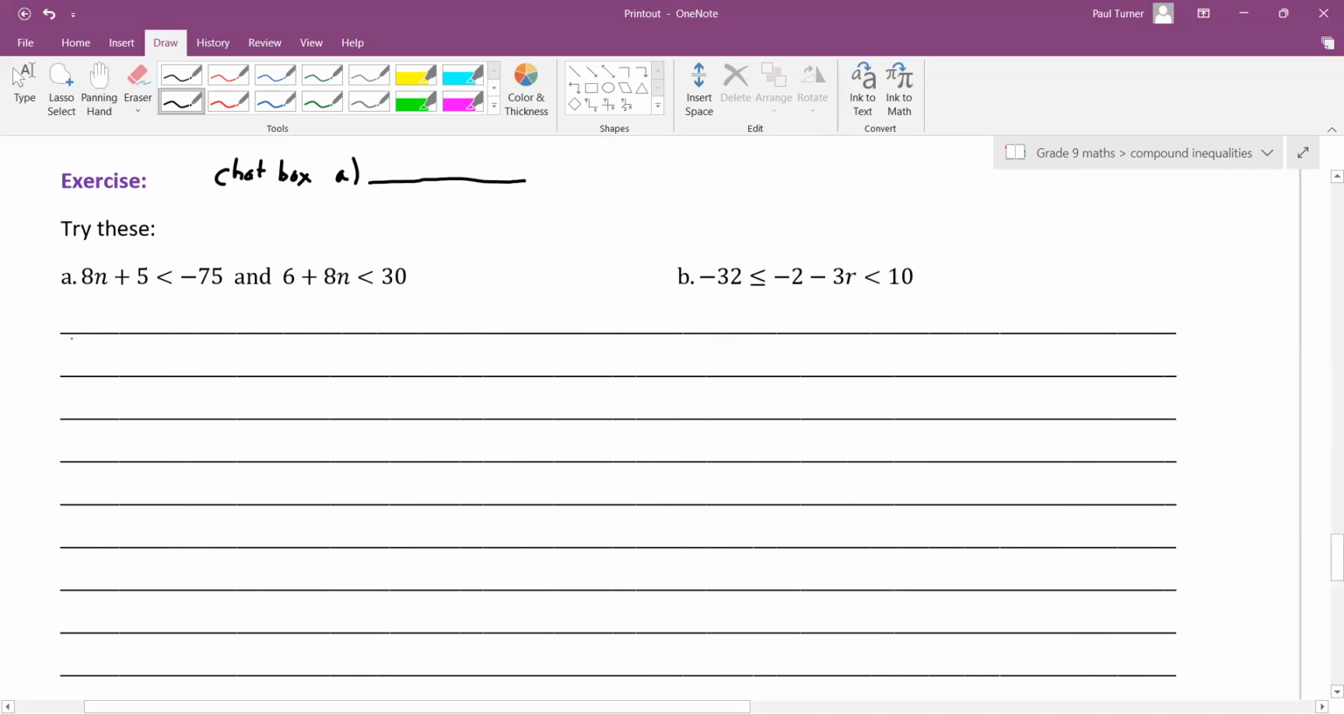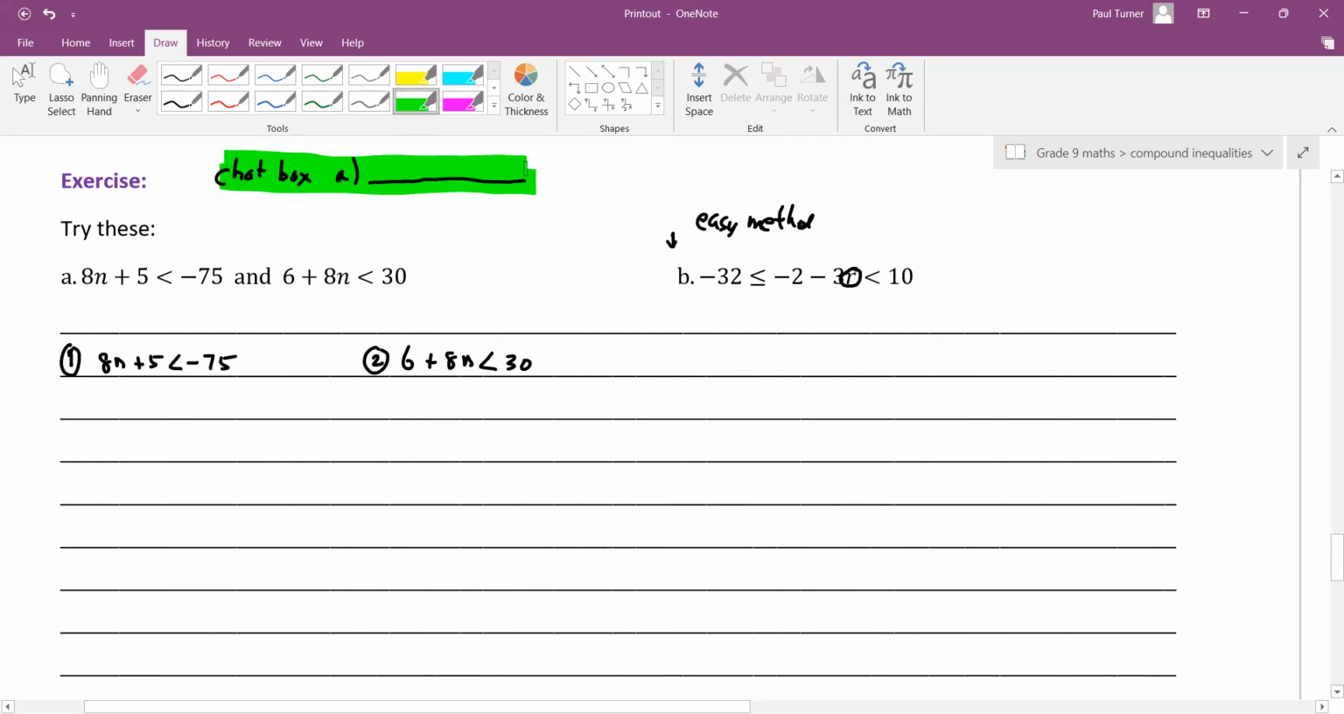All right, so do equation 1. So let's just start that off. So 8n plus 5 less than -75. So you do that one first, and then do the second one here. And then we'll join them together in the number line later. This one's easy. Use the easy method for this one, because you only have one n here, okay? So do this one, 6 plus 8n less than 30. Right, so I'll wait for your answer. I'll give you a few minutes, see if you can do that one. And then I'll do it.